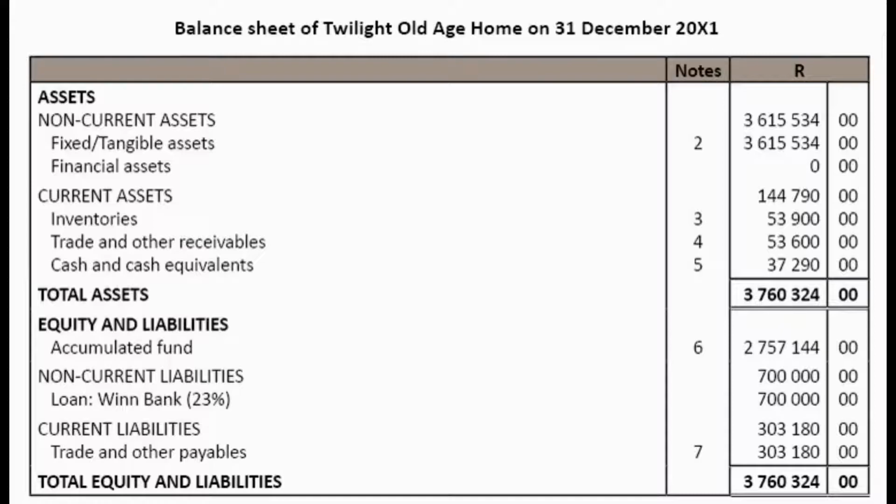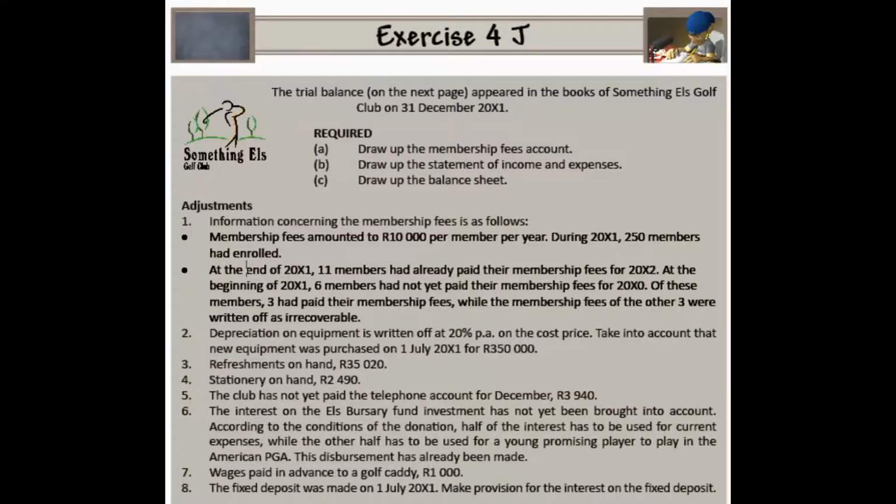Okay, all right, and then I will mark exercise 4J just now. Okay, let's start with exercise 4J. It says the trial balance appeared in the books of Something Else Golf Club on the 31st of December 21. Okay, and then the first thing you need to do is draw up the membership fees account, the statement of income and expenditure, and the balance sheet.